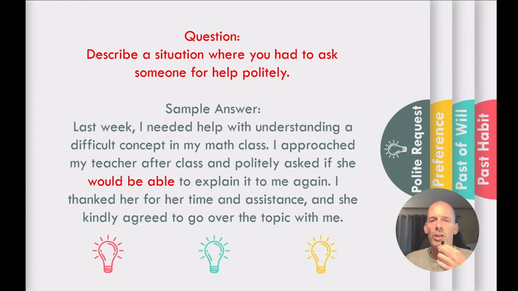Describe a situation where you had to ask someone for help, politely. As a sample answer, we could say, "Last week, I needed help with understanding a difficult concept in my math class. I approached my teacher after class and politely asked if she would be able to explain it to me again. Would be able. I thanked her for her time and assistance, and she kindly agreed to go over the topic with me."